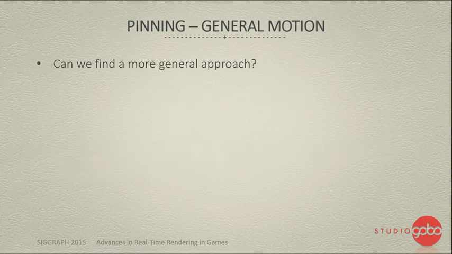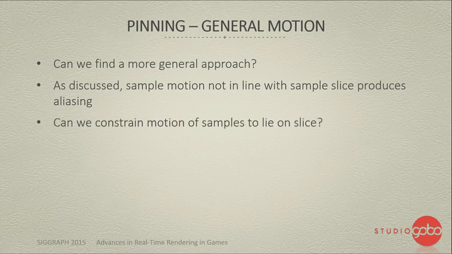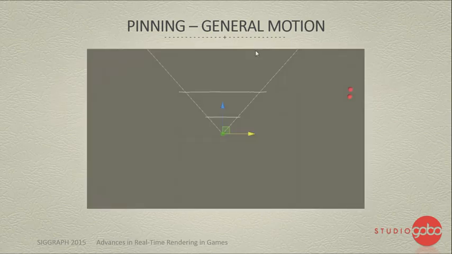So we asked the question, can we find a more general approach? As discussed, we want the samples to always move along the slices. Can we enforce that so it's always happening? This animation will illustrate our approach. Here, we have these two little red spheres, and these are going to act just as stationary reference points. They don't do anything in the algorithm, they're just for illustration here.